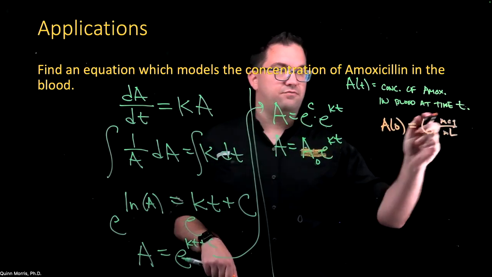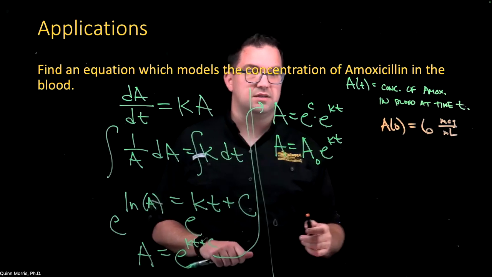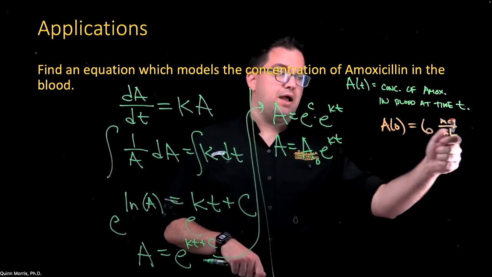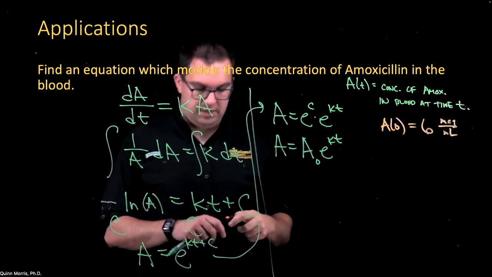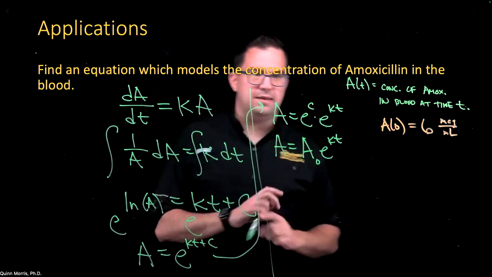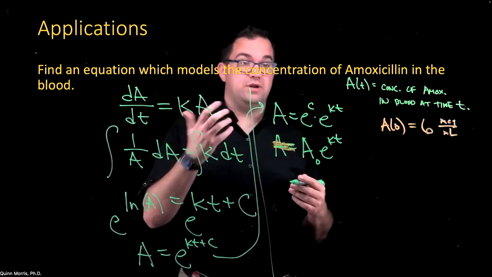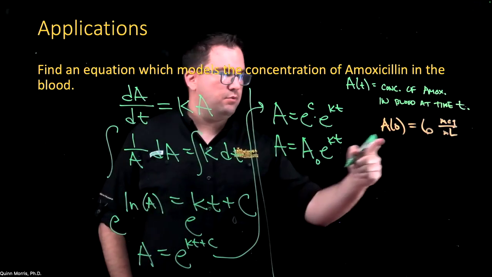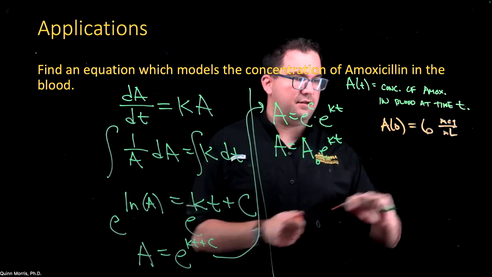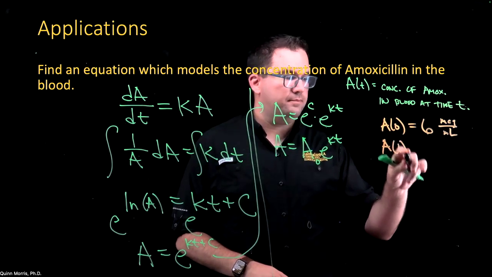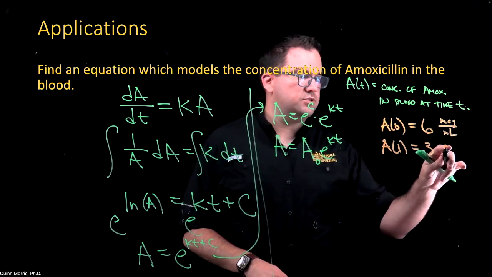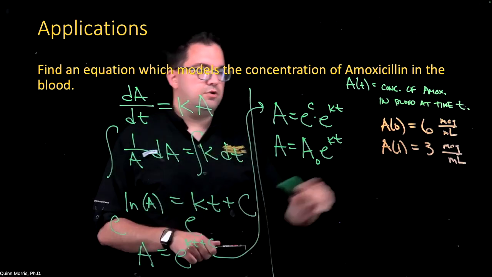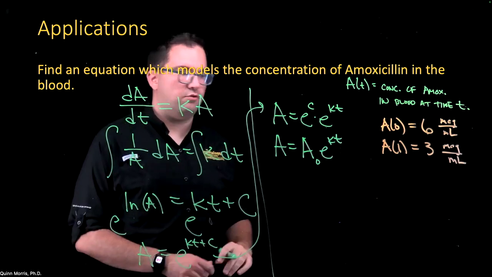So T is going to be the time in hours, and A is going to be in micrograms per milliliter. Again, it's not important in the mathematics, but in interpreting the mathematics, it will be very important. Oh, sorry, I was also told that after 1 hour, the concentration was 3 micrograms per milliliter. So I want to use both these pieces of information to see if I can solve for these constants.